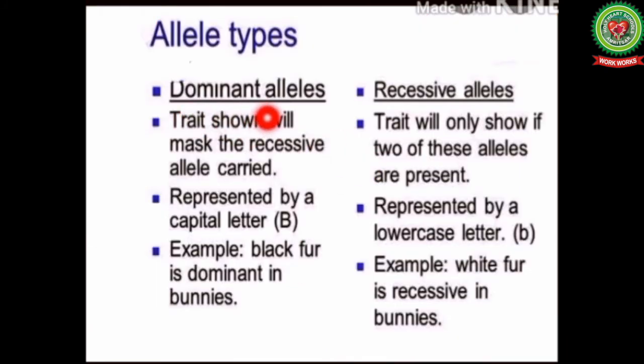There are two types of alleles, dominant alleles and recessive alleles. Dominant alleles are the alleles which are able to express themselves in the presence of a recessive one. Recessive alleles are the alleles which are unable to express themselves in the presence of a dominant one. Dominant alleles are always expressed by capital letters and recessive alleles by small letters. An example of a dominant allele: black fur is dominant in bunnies and white fur is recessive in bunnies.